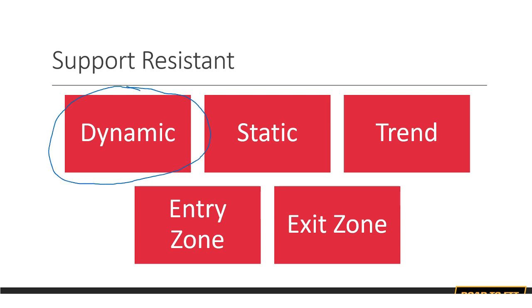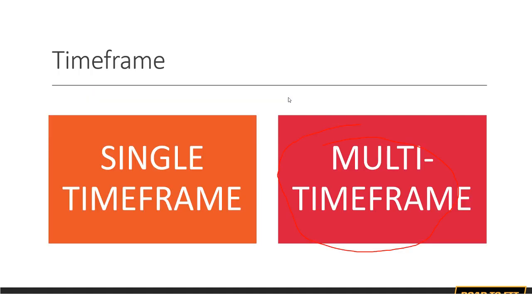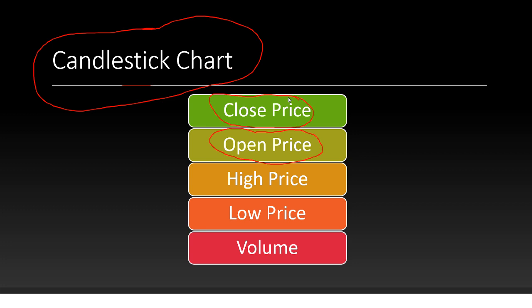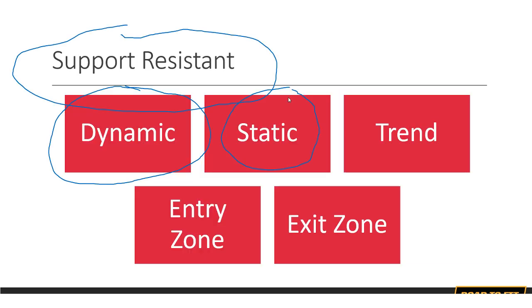You need to understand dynamic and static support and resistance, because this is based on support resistance. If you look carefully, we are using close price and open price to get connections between support resistance, dynamic and static. In our case, we are using the dynamic concept. That means if you have marked your support or resistance now, in 1 hour it may be different.